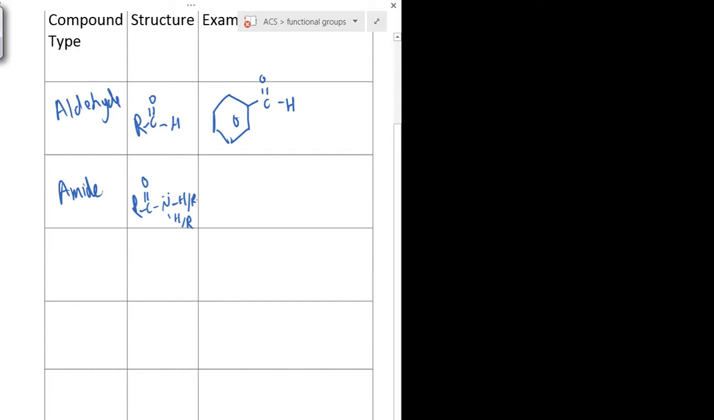So it could be any sort of combination. It could be one hydrogen, one R group, or it could be two hydrogens, no R groups, or it could be two R groups, no hydrogen. It doesn't matter, it'll always be an amide. And an example of an amide group will be formaldehyde.